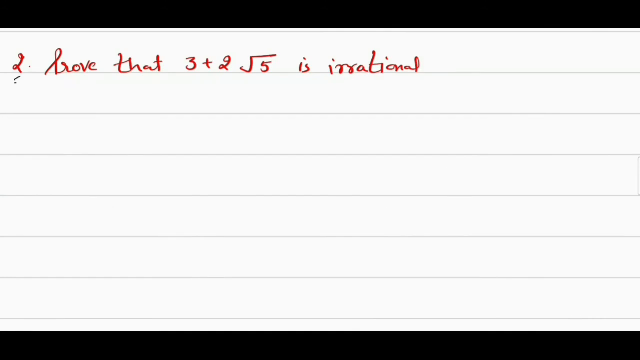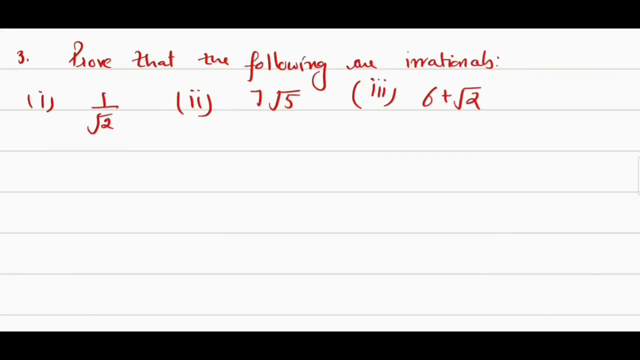Second question: here we have to prove that 3 plus 2 square root of 5 is irrational. This question we have already done, so do it yourself. Third question: here we have to prove that the following are irrational. First is 1 divided by square root of 2. Second question is this. We have done this question earlier, so do it yourself, and we'll do these two questions, first and third.